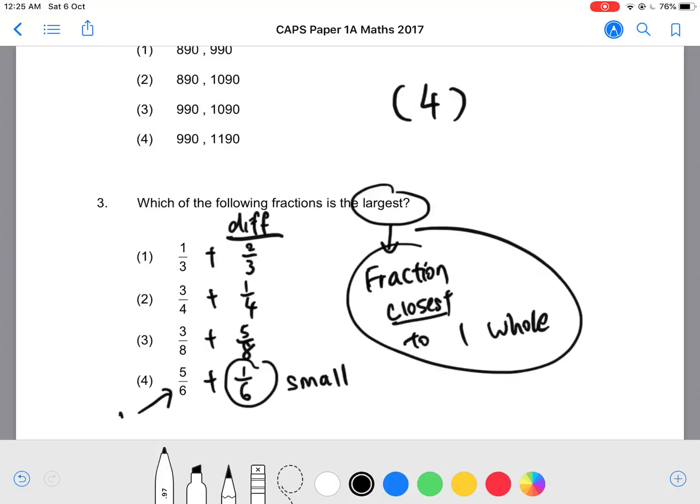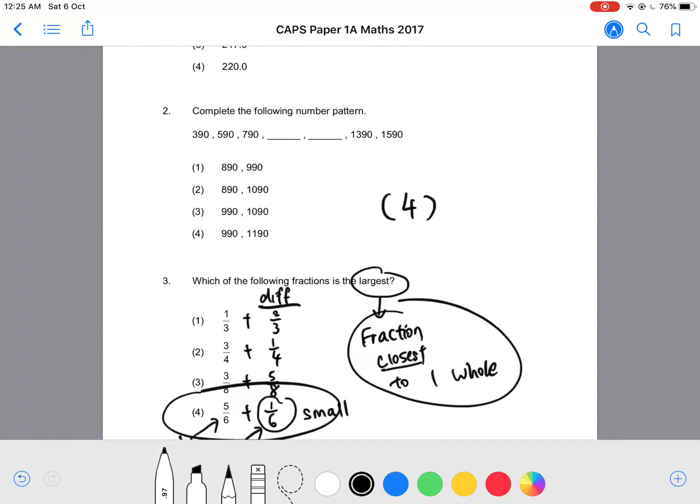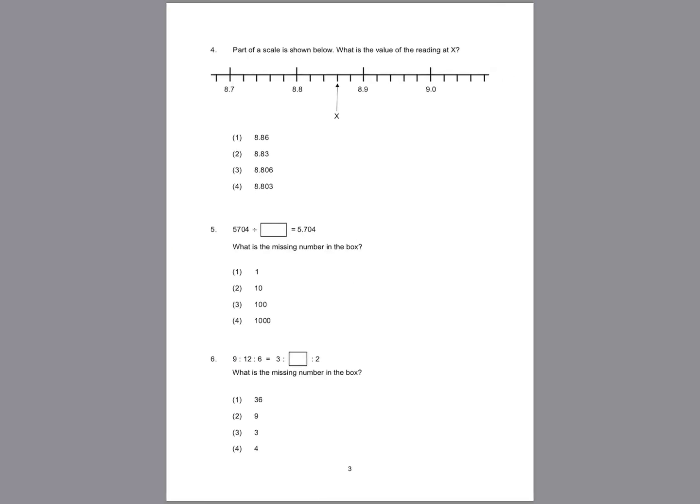That means this one must be very big. So that 5/6 must be so big. My fraction is 1/6, so small, and added together it gets 1 whole. So the answer in this case is 4. I go by the differences, how much more fraction to add to get to 1. Alright, so let's move on.